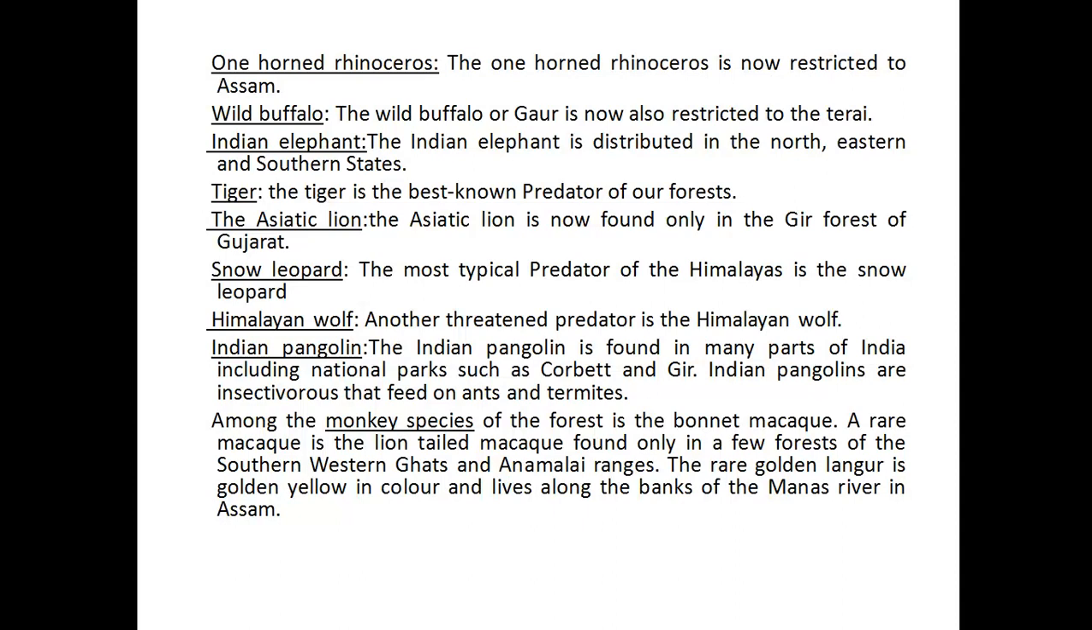Then you have the Indian pangolin. The Indian pangolin is found in many parts of India, including national parks such as the Corbett and Gir. Indian pangolins are insectivorous and feed on ants and termites. Among the monkey species of the forest is the bonnet macaque. A rare macaque is the lion-tailed macaque found only in a few forests of the southern Western Ghats and Annamalai ranges. The rare golden langur is golden yellow in color and lives along the banks of the Manas River in Assam.